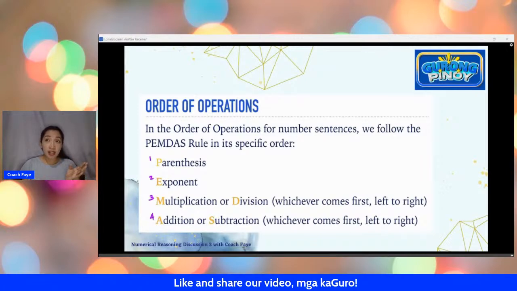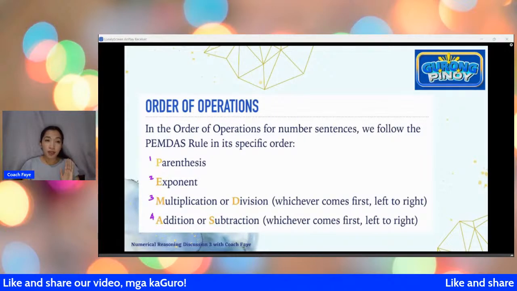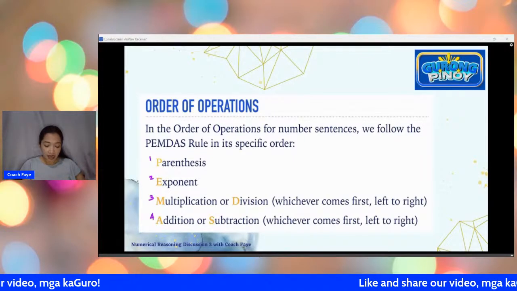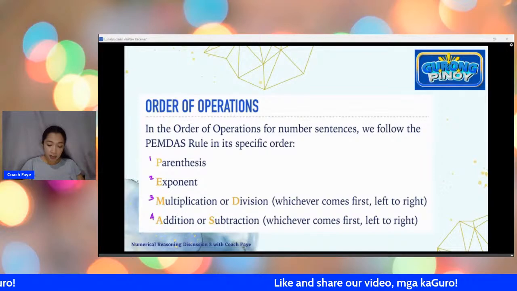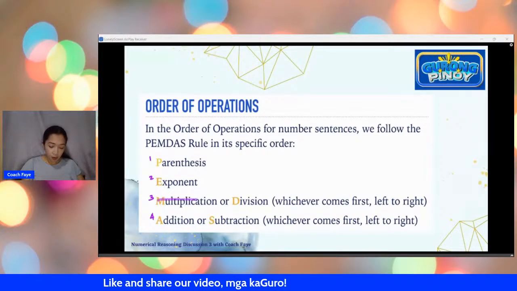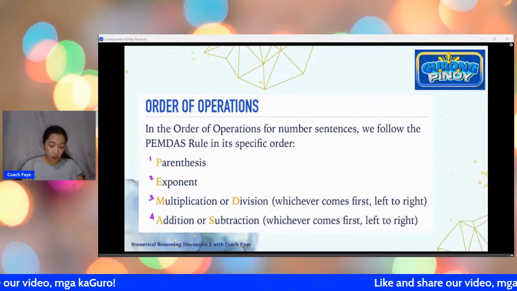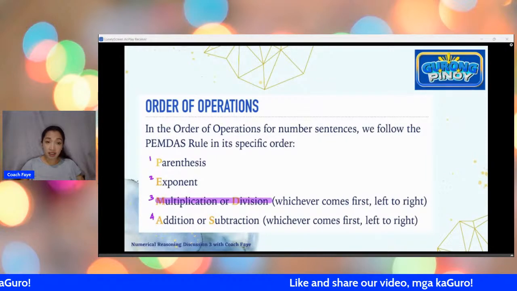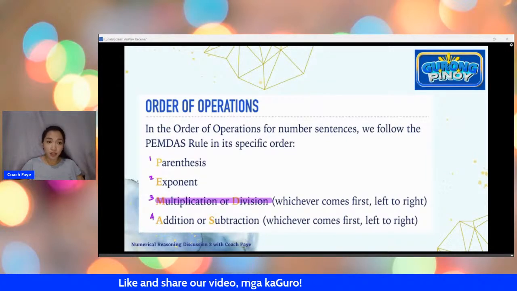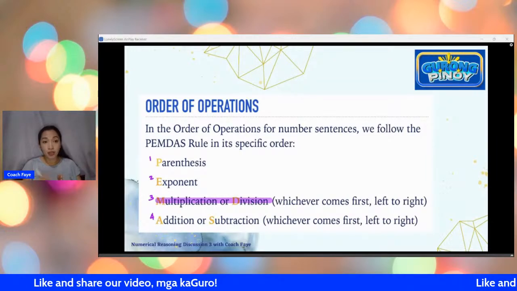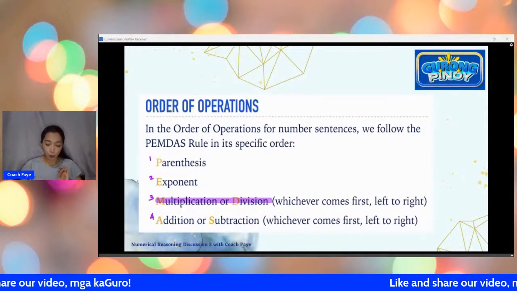Although, by experience, usually po, hindi naman siya nakaka-affect masyado sa item. Whether you add or subtract first, okay lang. Dito lang naman po, sa may multiplication and division, na medyo sensitive po siya. Kung sino po yung inuuna nyo will really affect what the answer will be in your item. So please be very careful. Multiplication does not always come before division. It's always from left to right kung sino yung nauna between the two.